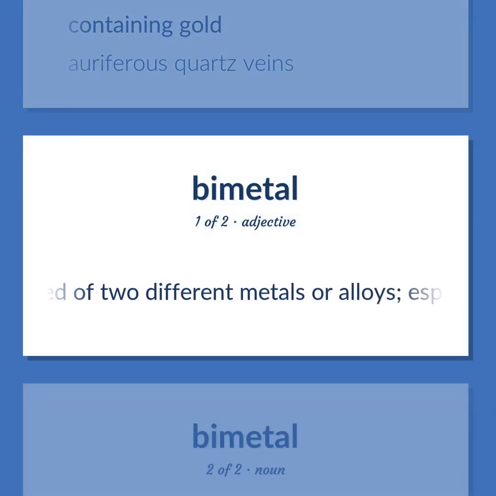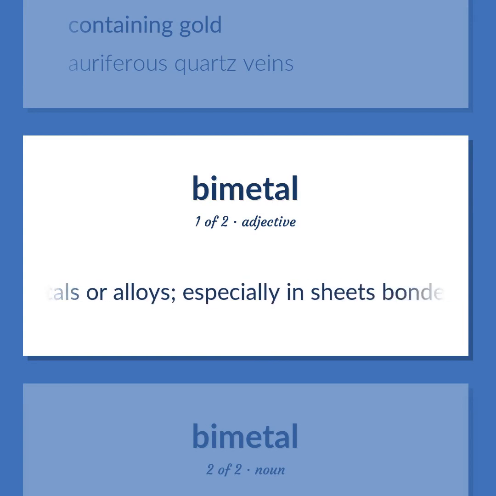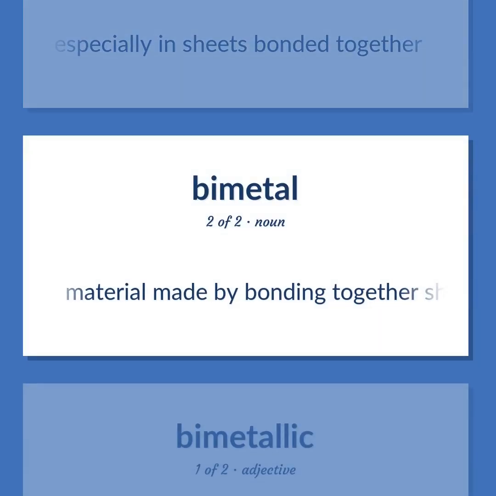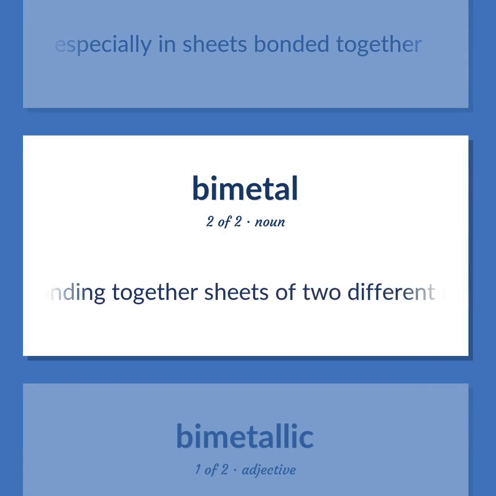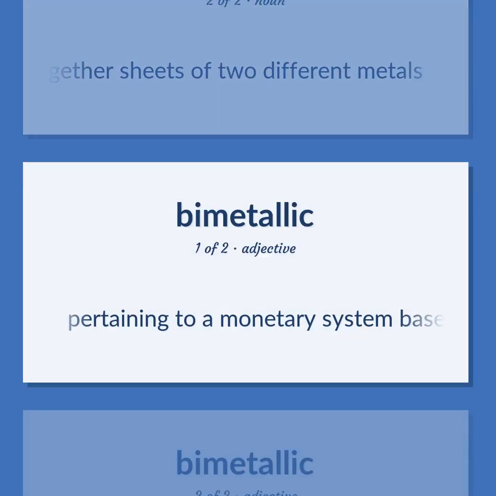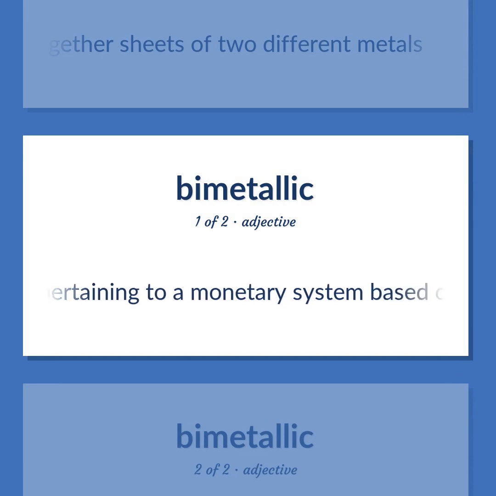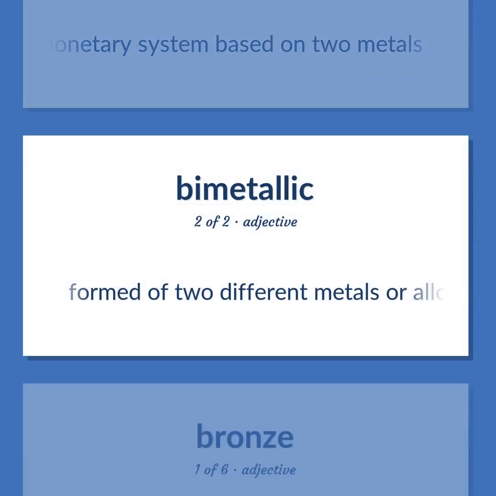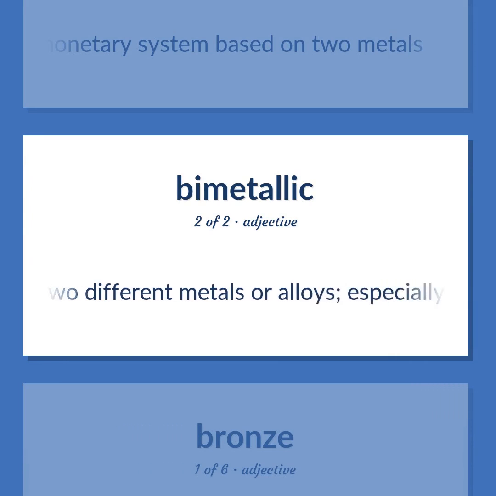Formed of two different metals or alloys, especially in sheets bonded together. Material made by bonding together sheets of two different metals. Pertaining to a monetary system based on two metals. Formed of two different metals or alloys, especially in sheets bonded together.